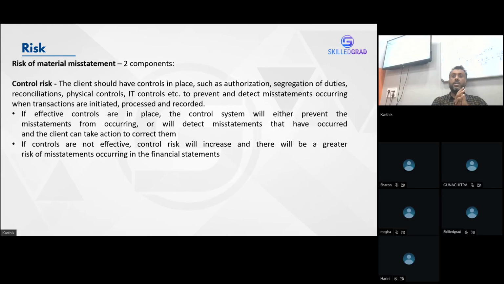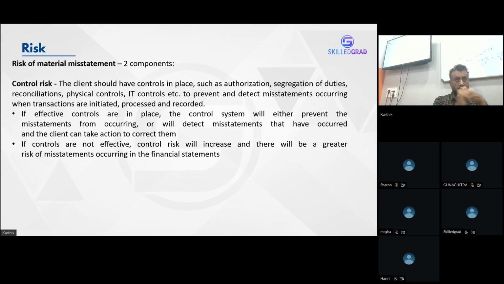Suppose the clients have good controls in place, such as authorization, segregation of duty, reconciliation, physical control, IT control. What is each of them? Authorization: if I buy a tea for 10 rupees for company purposes, it's a simple authorization. But if I buy an asset worth, let's say, 1 crore, obviously it's a judgmental call. Senior management has to authorize if it is a high value purchase.